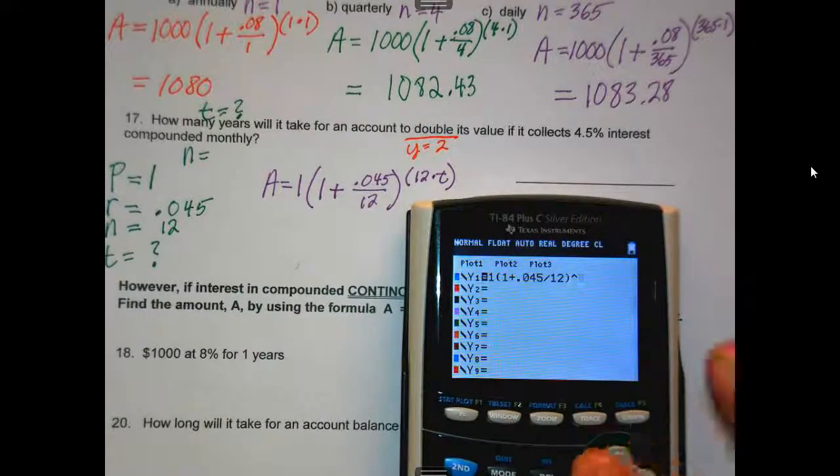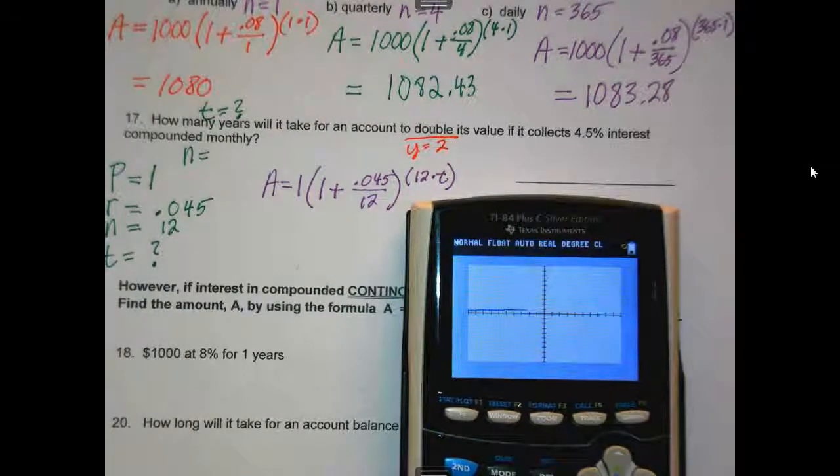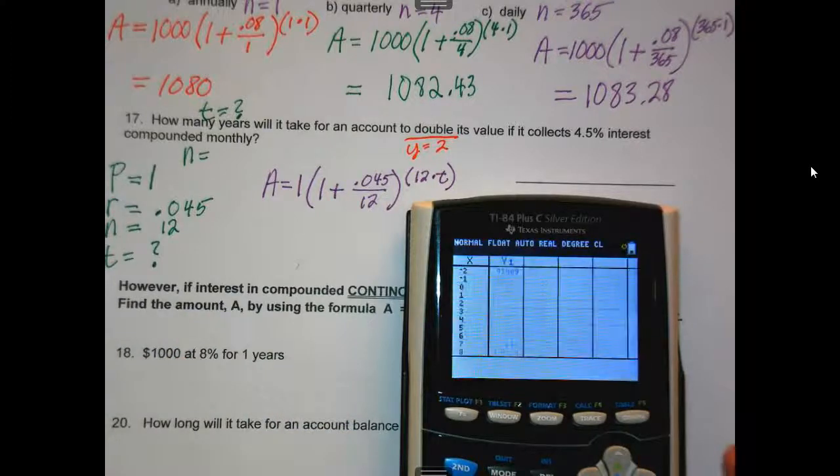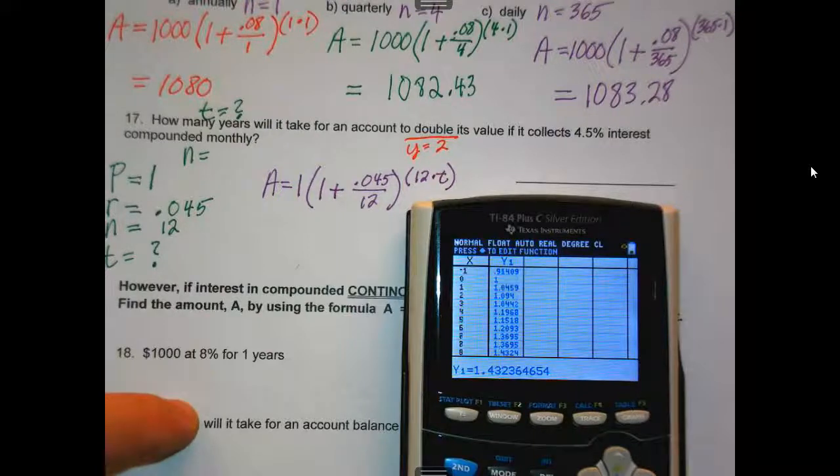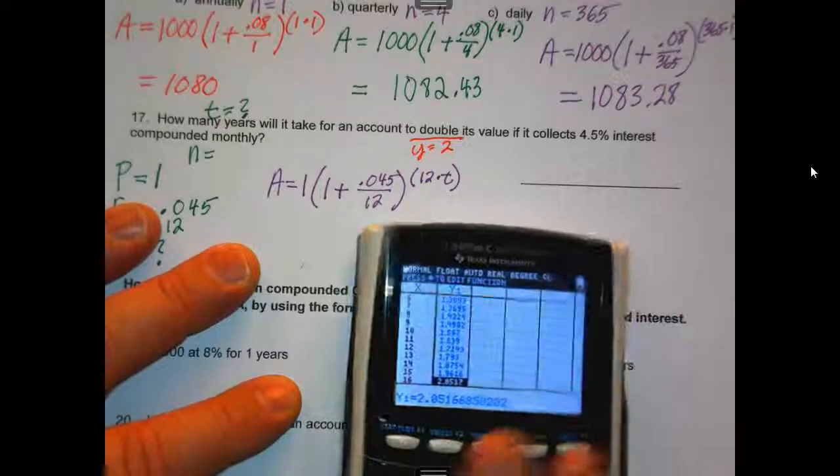Raised to the 12. Now I don't have a T, so I got to use what? X. Hit graph. I don't care what the graph looks like because I'm looking for a Y value of 2. Well, it's 12 times X. There's 2. There's my first 2. So 16 years.